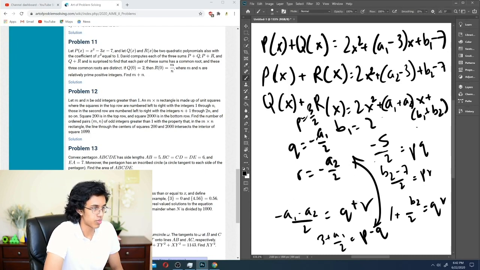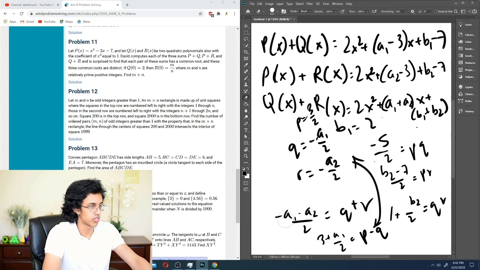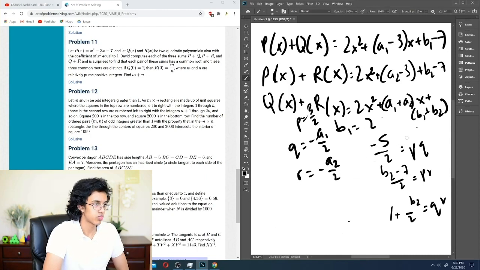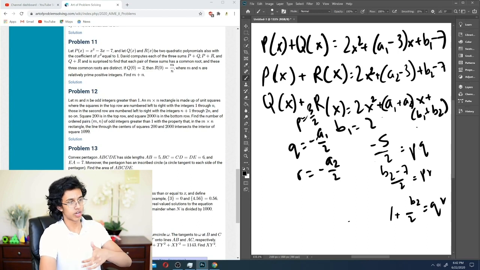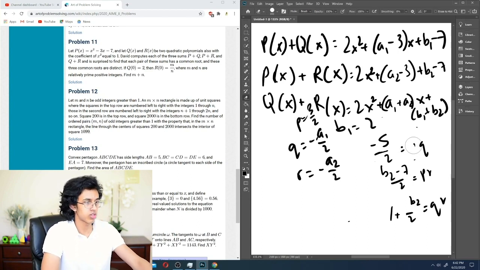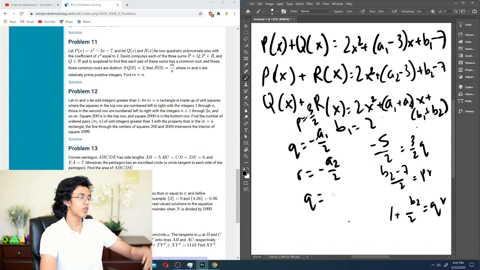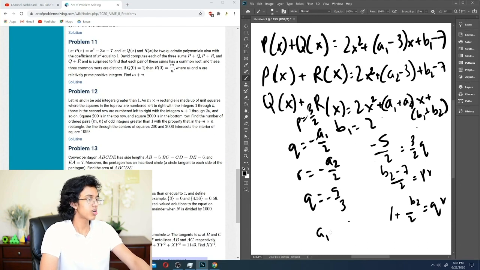And do we know anything more about this? Well, this just tells us that we're done with this equation. So in fact, we could solve for q now, because we know that p is equal to 3 halves. So this right here is 3 halves, so we know that q is negative 5 over 3. We're getting so many variables, it's not even funny. Which means that a1 is equal to 10 over 3.